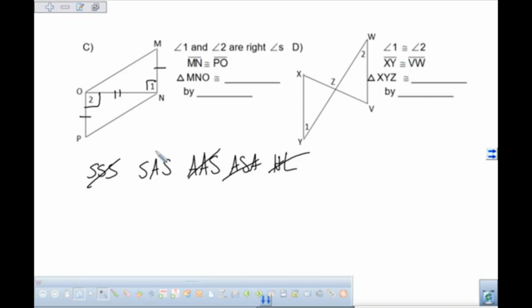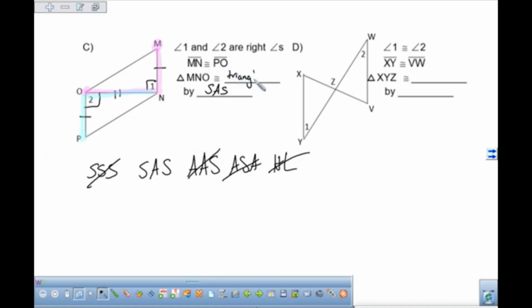have HL. What we do have is side, angle, side, and triangle MNO is congruent to triangle PON. Yes, the congruent parts have to match up. So we had one tick mark, a right angle, and then two tick marks. We have to follow that same pattern.